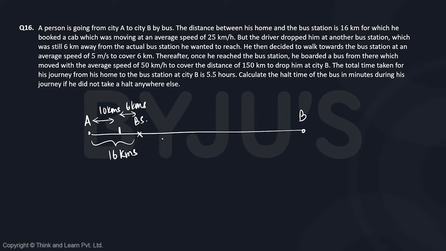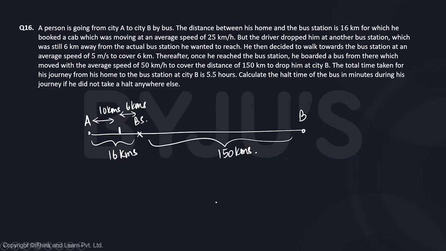Once he reached the bus station, he boarded the bus, which moved at an average speed of 50 kilometers per hour to cover the distance of 150 kilometers. So the remaining is 150 kilometers. The total time taken for his journey from his home to the bus station at city B is 5.5 hours. Okay, so A to B is a total of 5.5 hours.